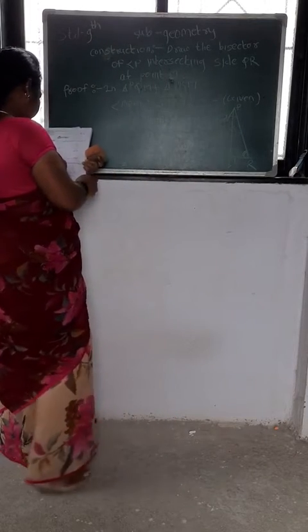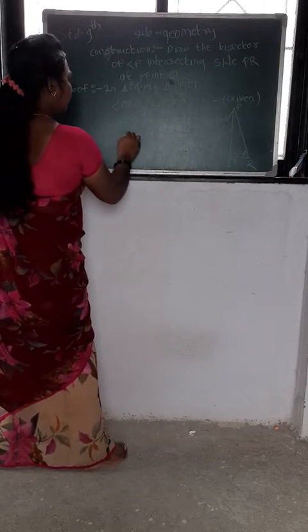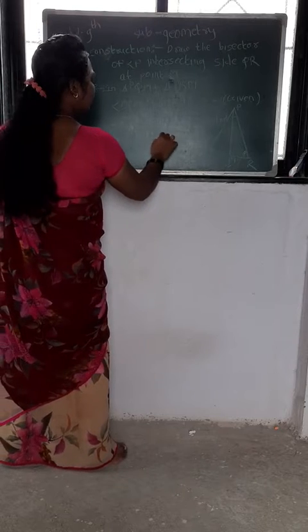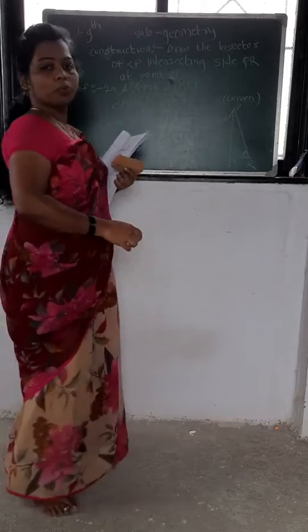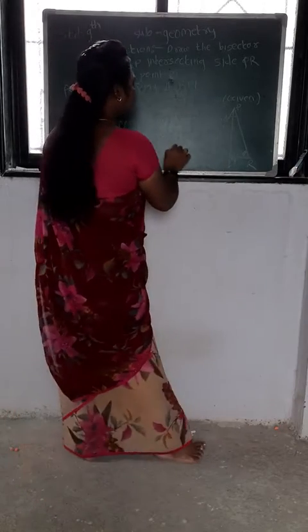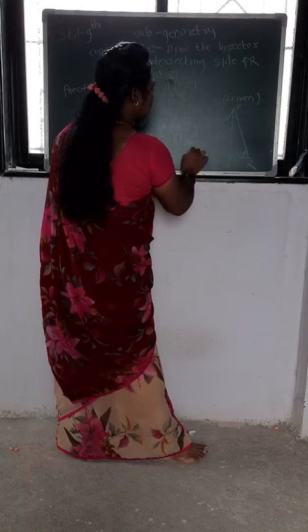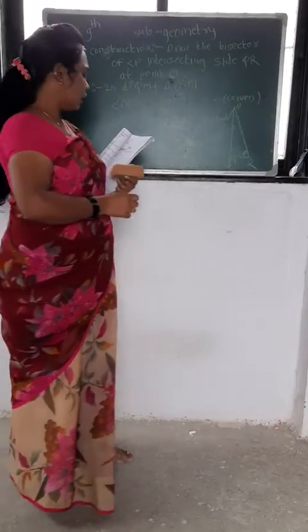Third, segment PM is congruent to segment PM. That is the common side of the two triangles. The reason is common side.